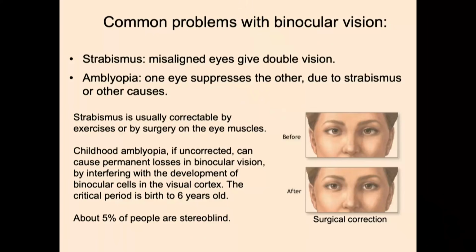And childhood amblyopia is a big deal because if it's not corrected, it can cause permanent losses in binocular vision, because it interferes with the development of binocular cells in the visual cortex that are selective for disparity. And so there's a critical period up to about 6 years of age. So the idea is that if you can correct the problem prior to 6 years, the person will be able to develop normal binocular vision. But if you wait beyond that, even if it's corrected, there's less plasticity after that point in time, and you don't develop the necessary abilities.